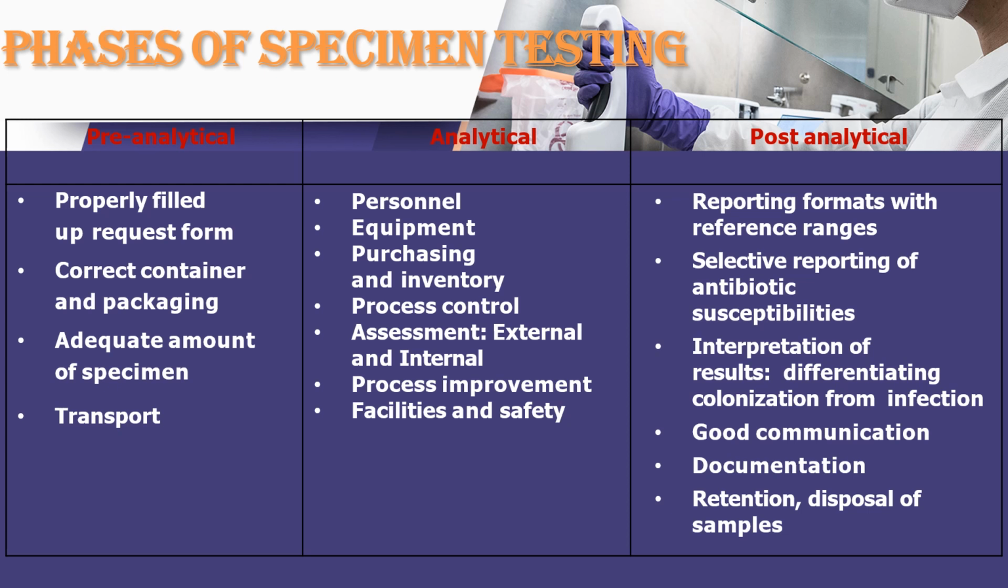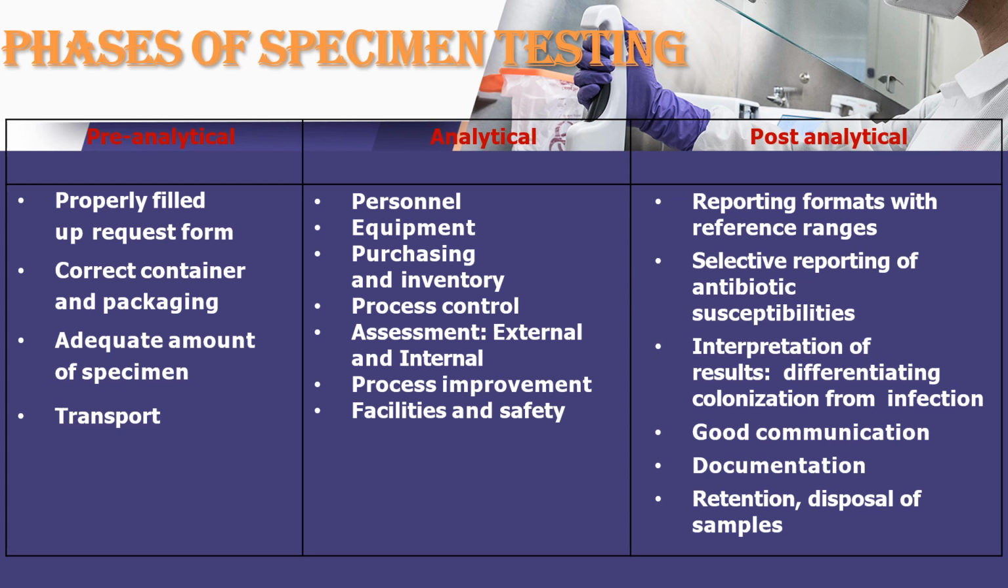While in the analytical phase, trained personnel are needed, and the equipment should be according to the samples to be processed. The purchasing and inventory protocol should be available. Process control should be in place. Internal and external assessment of the sample processes should be in place. Process improvement methodology should be in place, and the facilities and safety should be there for the processing of the samples.